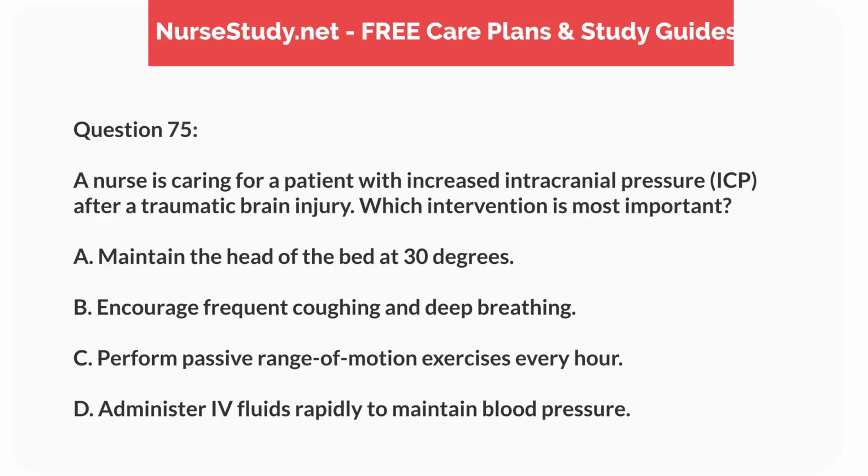Question 75. A nurse is caring for a patient with increased intracranial pressure, ICP, after a traumatic brain injury. Which intervention is most important? A. Maintain the head of the bed at 30 degrees. B. Encourage frequent coughing and deep breathing. C. Perform passive range of motion exercises every hour. D. Administer IV fluids rapidly to maintain blood pressure.